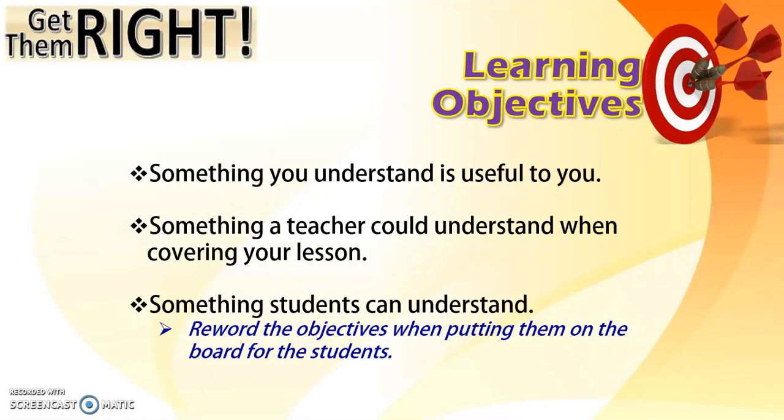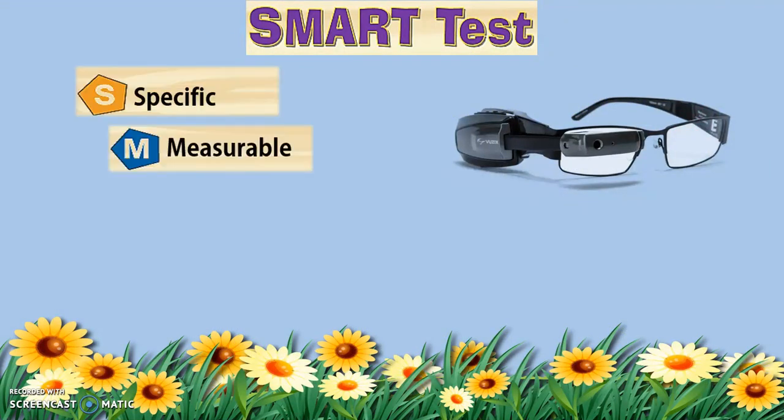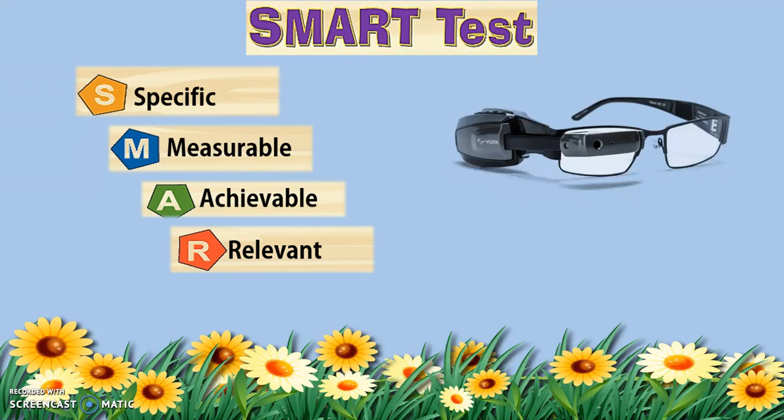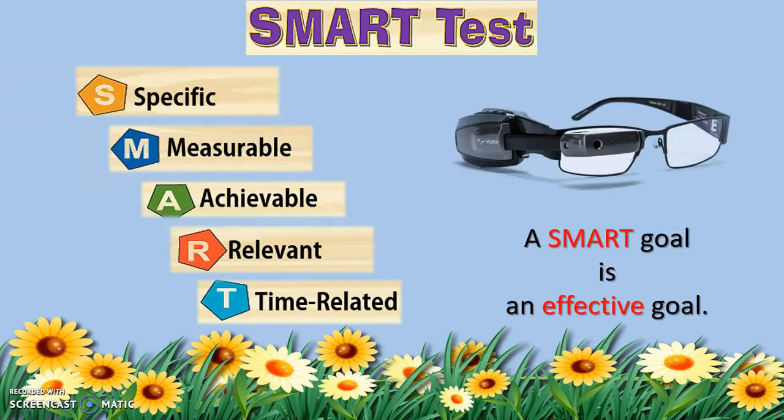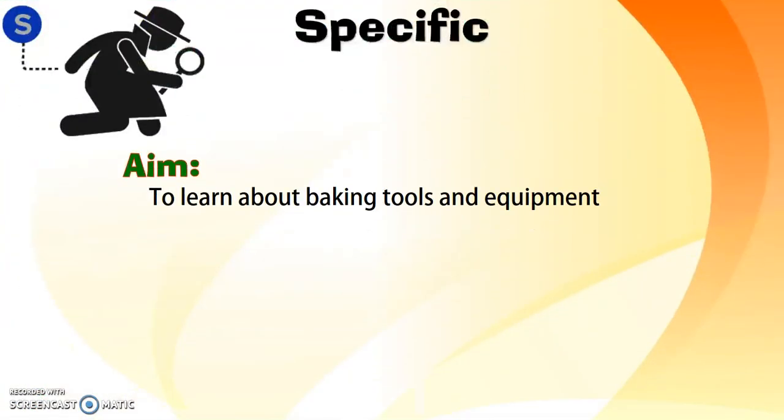In order to make sure that your learning objectives are going to work, we need to do a SMART test on them. You basically need to check that your objectives are specific, measurable, achievable, relevant, and time-related. Take note that a SMART goal is an effective goal. So let's look at making specific objective.